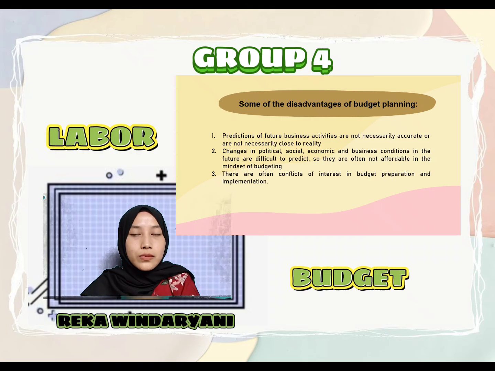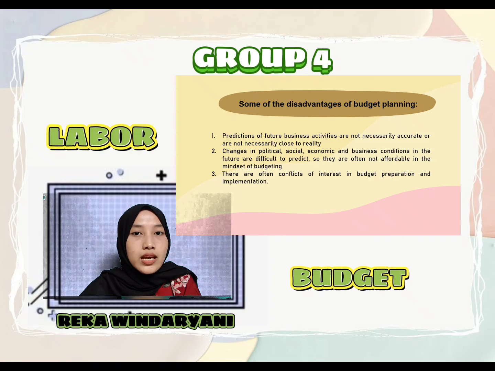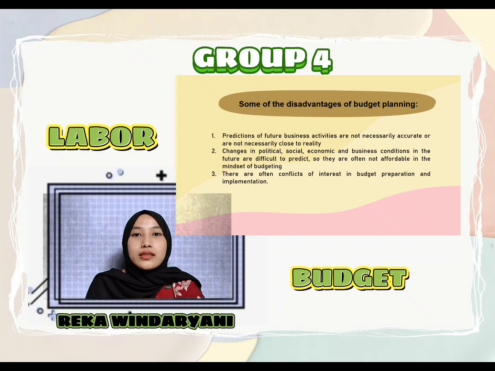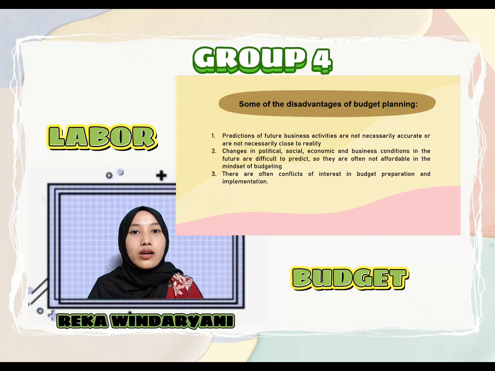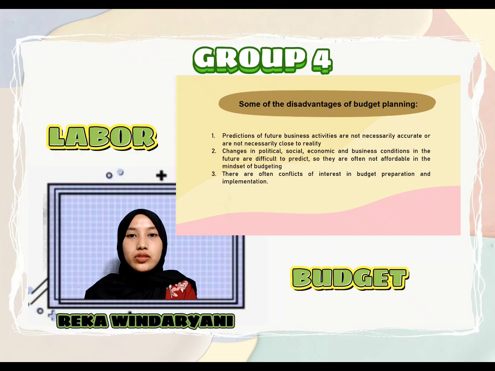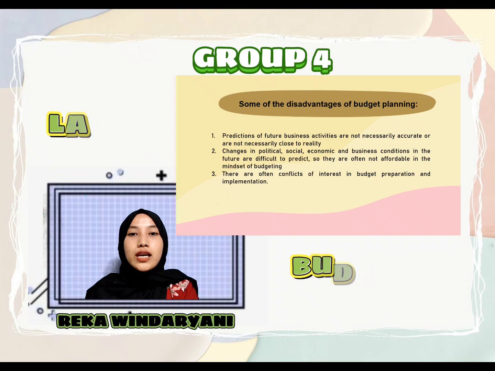Okay, the next material is about some disadvantages or weaknesses of budget planning. Number 1, predictions of future business activities are not necessarily accurate or close to reality. Number 2, changes in political, social, economic, and business conditions in the future are difficult to predict, so they are often not accounted for in the mindset of budgeting. Number 3, there is often conflict of interest in budget preparation and implementation.